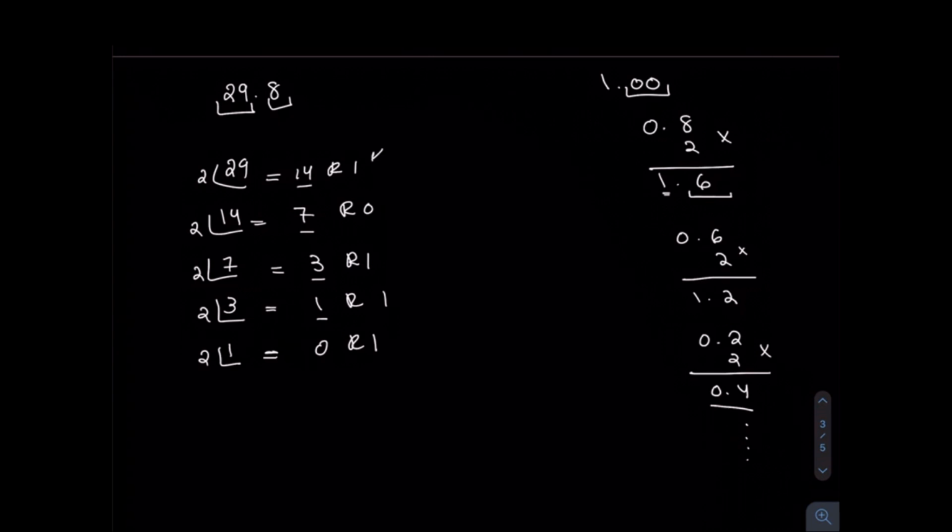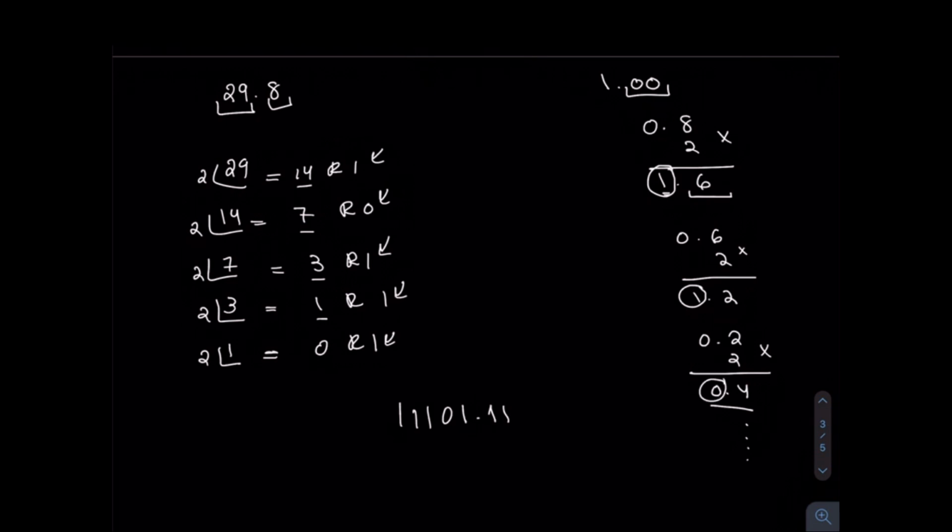First of all, 1, 0, 1, 1, 1. Then the fraction part will be the numbers here. So 1, 1, 0. And this is the binary number for 29.8.